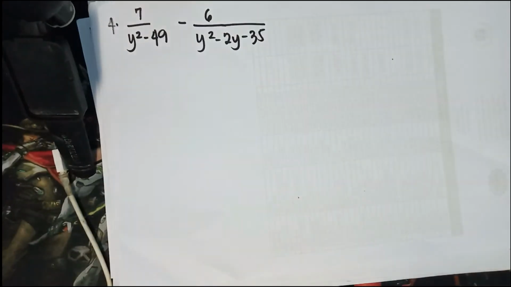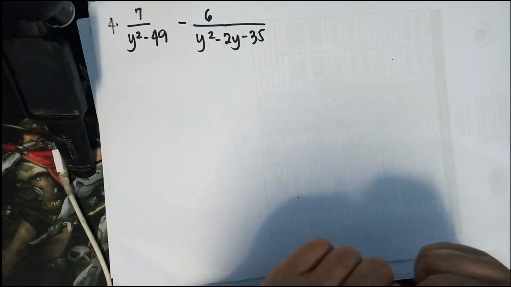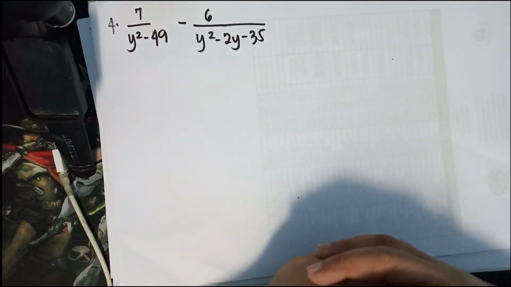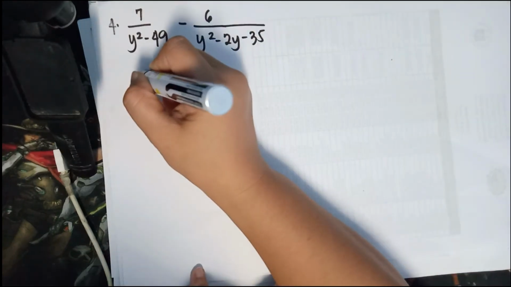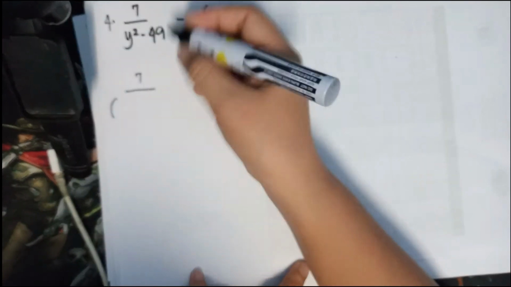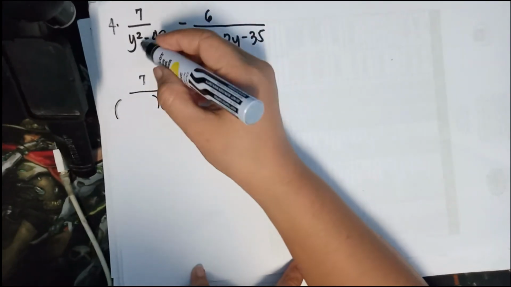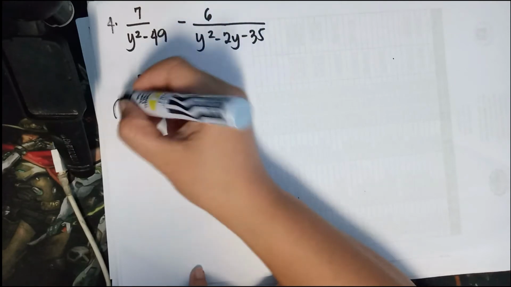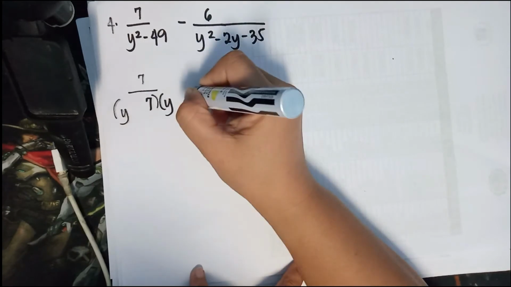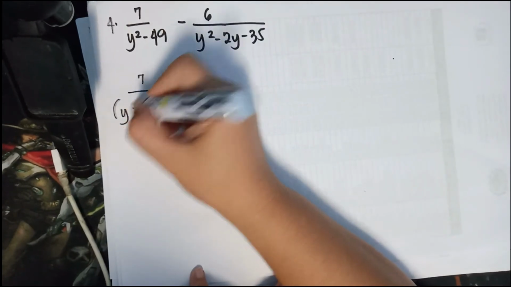Example number 4. 7 over y squared minus 49 minus 6 over y squared minus 2y minus 35. All you need to do first is try to look for the factors of your denominators. We have 7 over the factors of y squared minus 49. Since it is a difference of two squares, the square root of y squared is y, the square root of 49 is 7, and the signs are different.